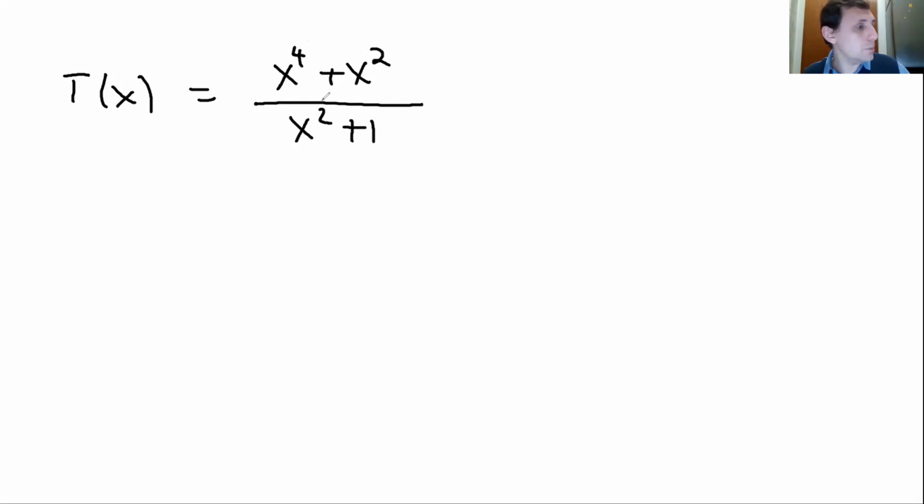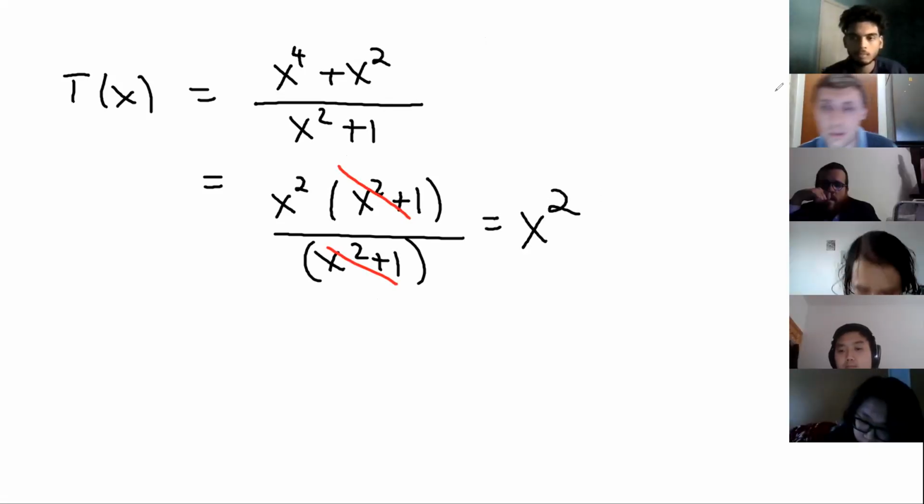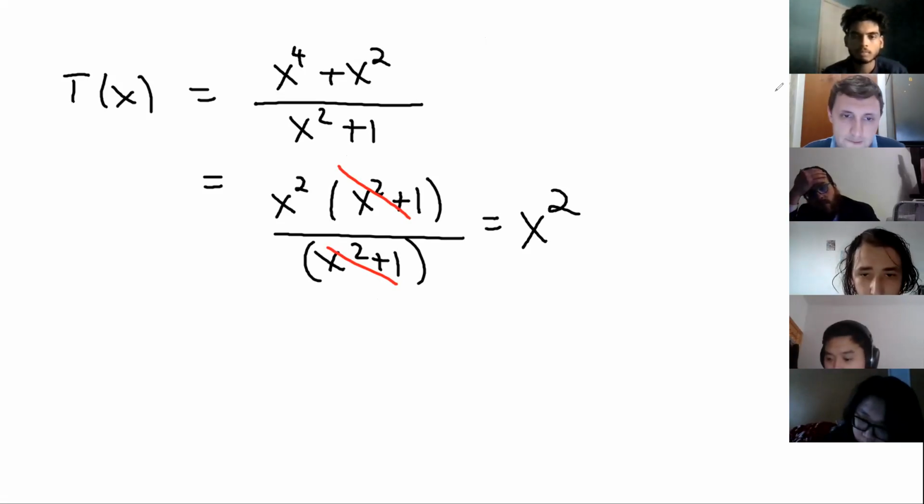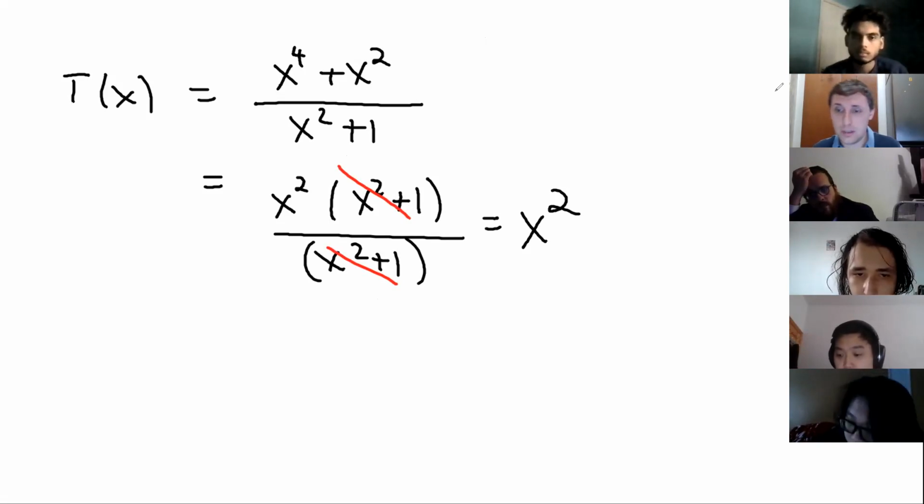So you might think it's not a polynomial, but look what I can do. I can factor out x squared, and I have here x squared plus 1 divided by x squared plus 1. Now x squared plus 1 never equals 0, so I can cross it out, and simply my answer is x squared. I can reduce the complexity of this operation, and I don't need to use division. Do you agree? Here is definitely an example where you might say, oh, it's not a polynomial, but the answer is yes, it is. You can reduce the number of operations.